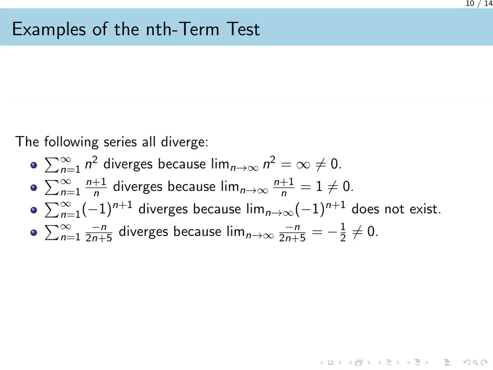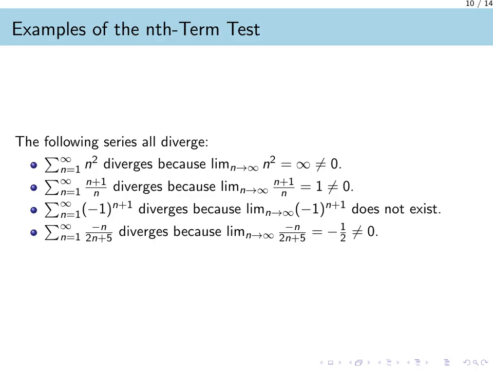Let us apply the nth term test for divergence to a few more examples. The core idea is that for a series to converge, its individual terms must approach zero. If they do not, the series diverges. First, consider the series where each term is the fraction n plus 1 over n. As n becomes very large, this fraction approaches 1. Since the limit is not zero, the series diverges.